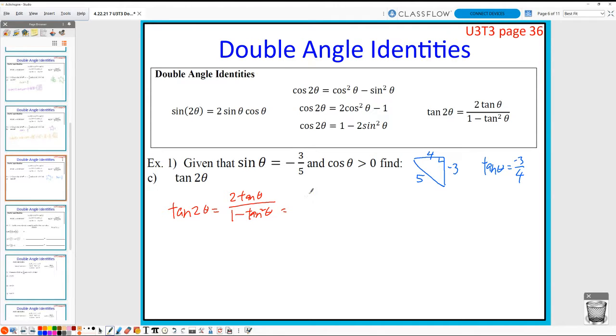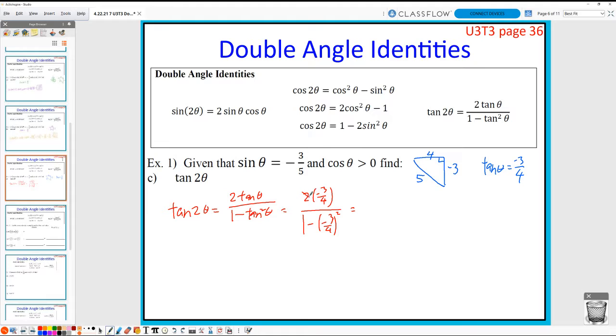All right, so what I have here is 2 times negative 3/4 over 1 minus negative 3/4. Now, again, the negative 3/4, because it's being squared as a whole, is going to become a positive. Here, I'm going to have negative 6/4, or I guess I don't need to do that.